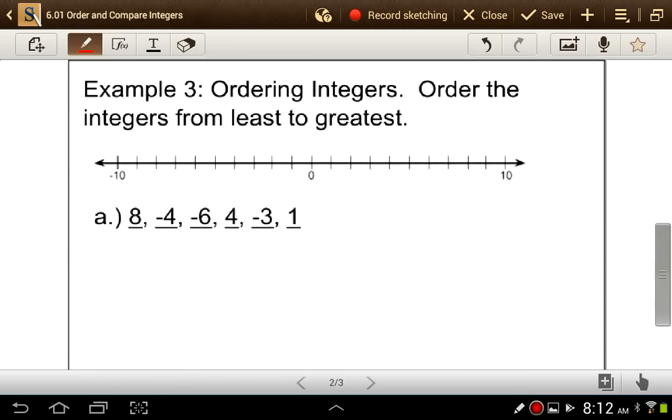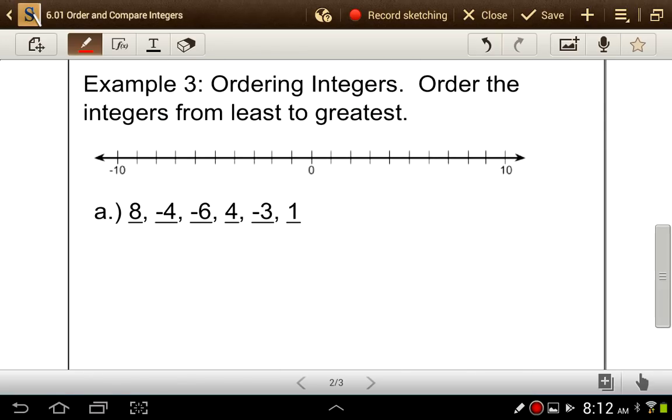In example 3, we're going to order the integers. I'm going to do the same thing I just did by placing them on the number line. The first number is 8, so I'm going to go over here to 8. I'm going to write it above it so I know what it is. Then negative 4, 1, 2, 3, 4. So that's negative 4. Then negative 6, negative 5, negative 6. Okay, and then we have positive 4, 1, 2, 3, 4. And then negative 3, 1, 2, 3 to the left. And positive 1, go 1 to the right. So when I'm counting, I go to the left for negatives, I go to the right for positives.